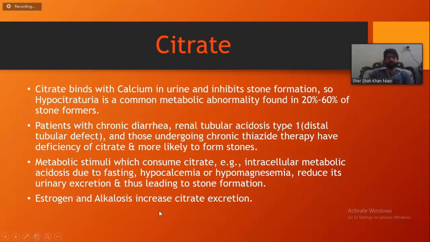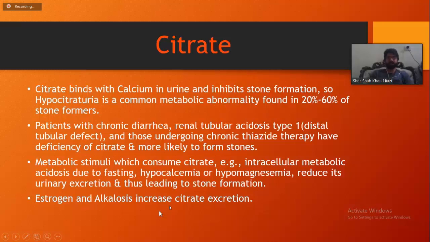Now, metabolic stimuli which consume citrate. Citrate is basically an intermediate of the Krebs cycle, the citric acid cycle, which we studied in basic sciences. The Krebs cycle happens in every cell. So when there is a metabolic stimulus which consumes citrate, that includes intracellular metabolic acidosis due to fasting, hypokalemia or hypomagnesemia, it reduces urinary excretion of citrate and thus leads to stone formation.